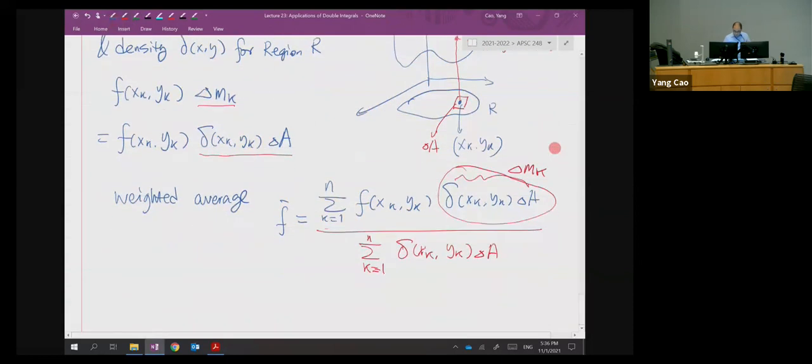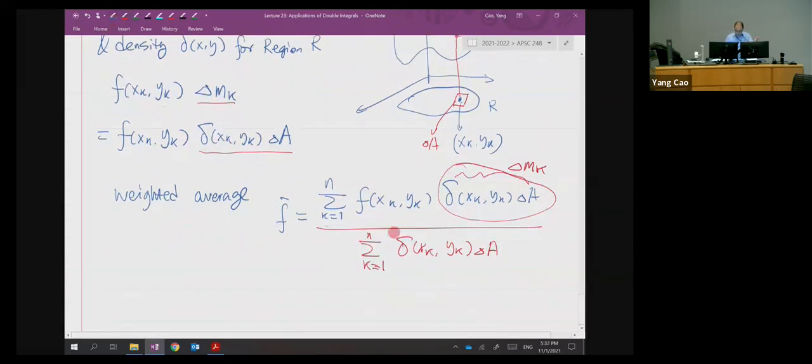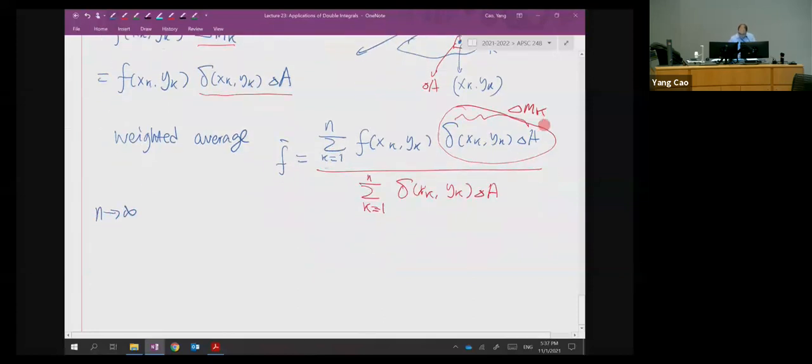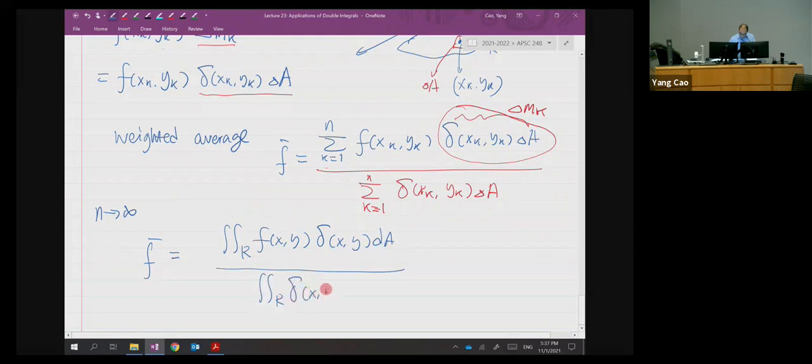So your total on the top divided by the total weight, and you get the weighted average value here. And finally, you can let n go to infinity. Once you go to infinity, all of the summation signs become double integrals. So now you're integrating a function in this format. And at the bottom, you're integrating like this.